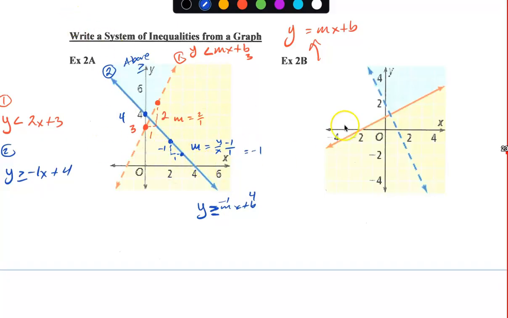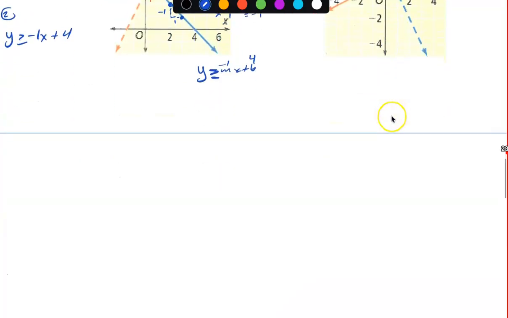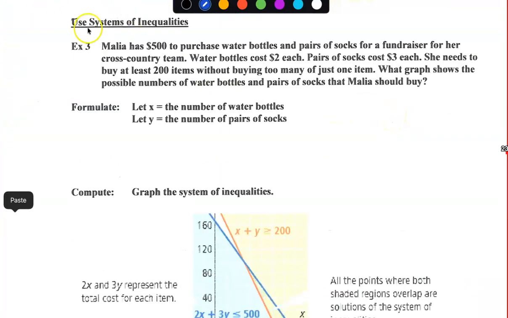Okay, so that's the idea there. This would be the same thing. I'm going to skip that one just for the sake of time. And let's finish off looking at an application problem.